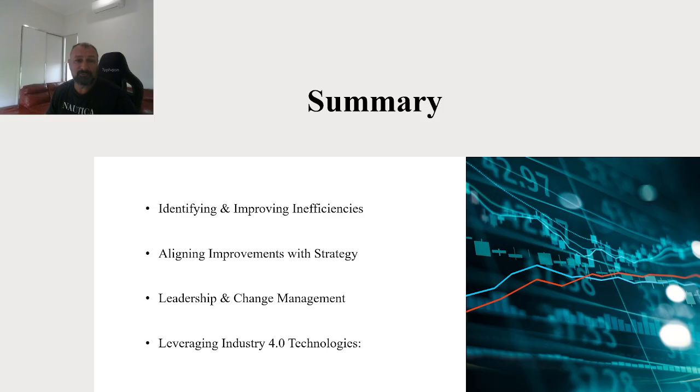Leadership and change management, recognising the need for inclusive leadership, clear communication, and staff engagement to ensure successful implementation and sustainable change. And finally, leveraging Industry 4.0 technologies, identifying the opportunity for the sugar industry to transition from Industry 3.0 to 4.0 using the Internet of Things, AI, big data, and automation for smarter, data-driven farming and operations.